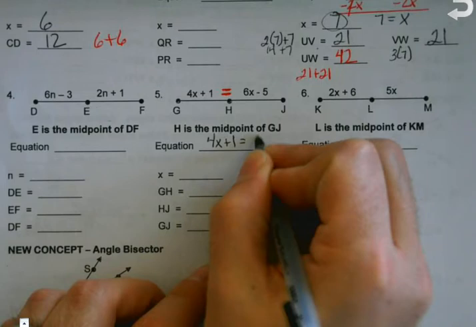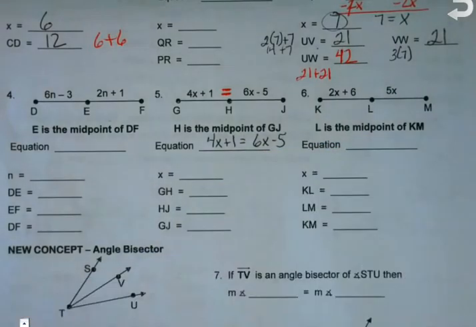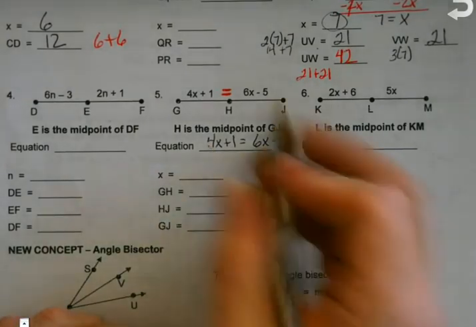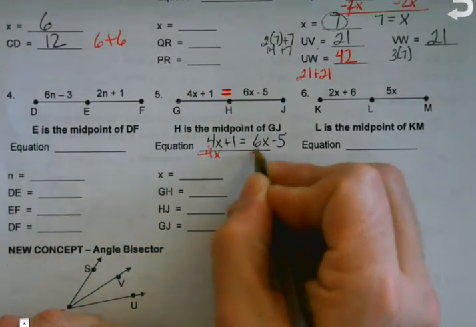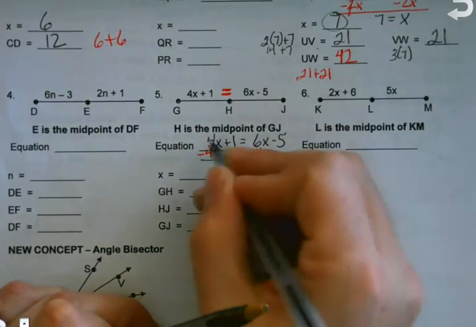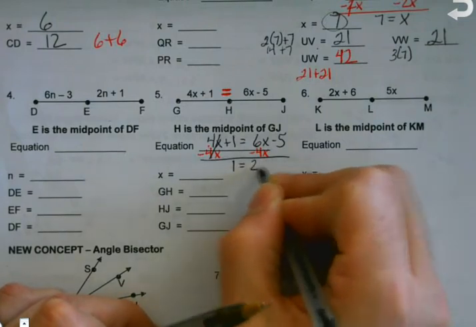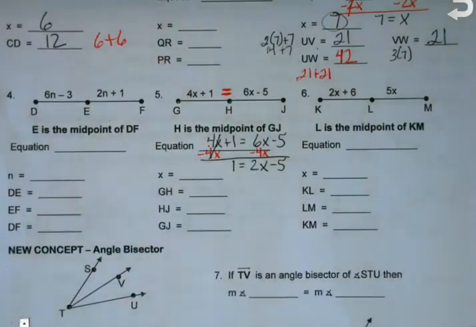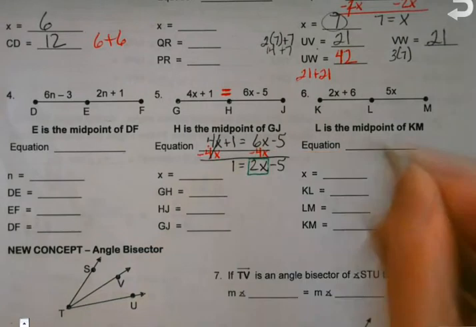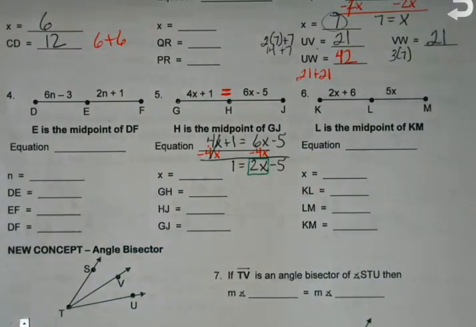Now, I have choices when I get here. This is, again, just personal preference. I like to get my x's together, and I like to keep them positive. So since 4 is smaller than 6, I'm going to move the 4 to the other side. I'm going to do this one step at a time. Now that all my x's are together, my next job is to get the x term by itself. So now, since I'm trying to get this alone, I want to add 5.